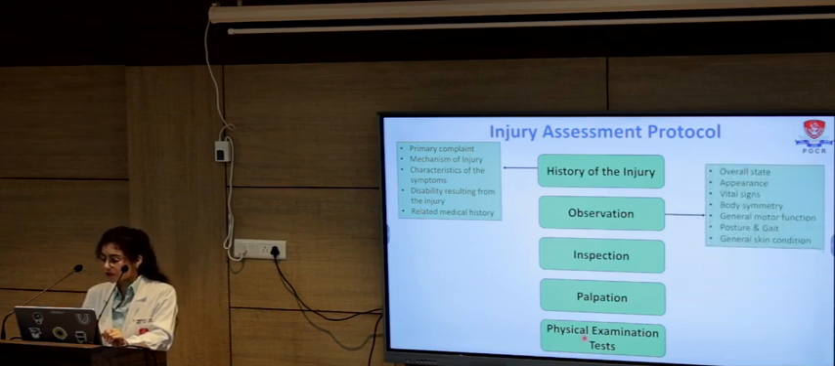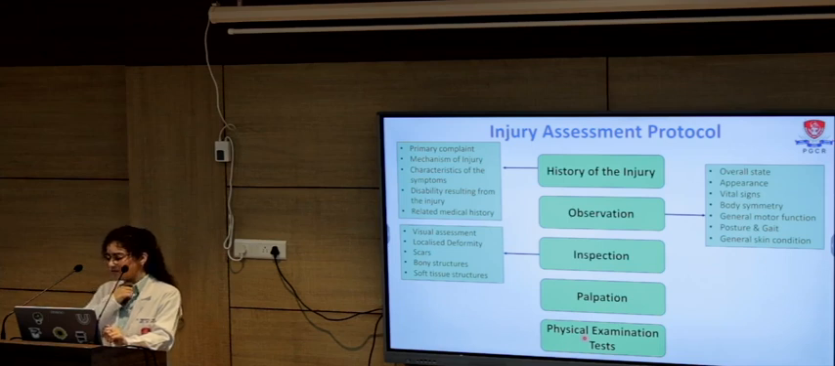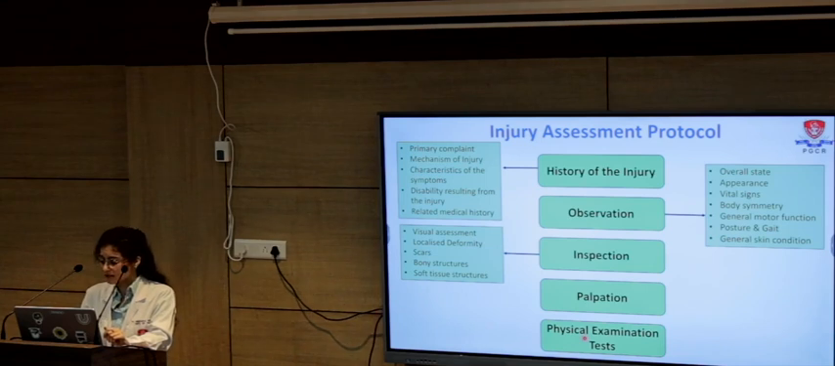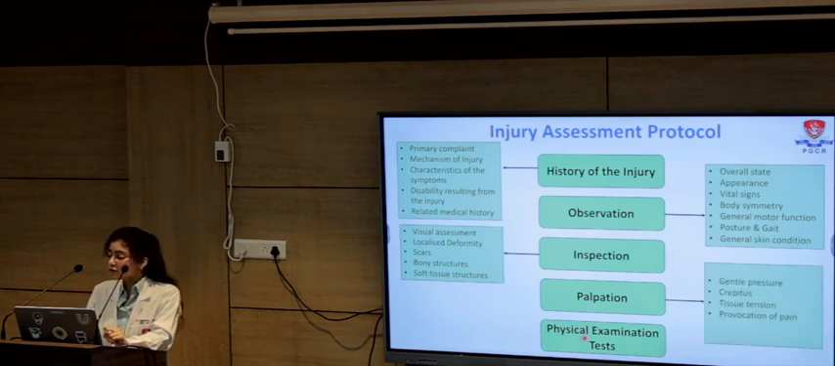Next is observation, where we assess the overall state of the patient, look for visual signs such as asymmetry, swelling, or abnormal posture. Following that is inspection, which involves more detailed visual assessment. We look for localized deformities, scars, bony and soft tissue irregularities. The fourth step is palpation, where we apply gentle pressure to assess tenderness, tissue tension, or any pain response. This will help us to pinpoint the affected structures.